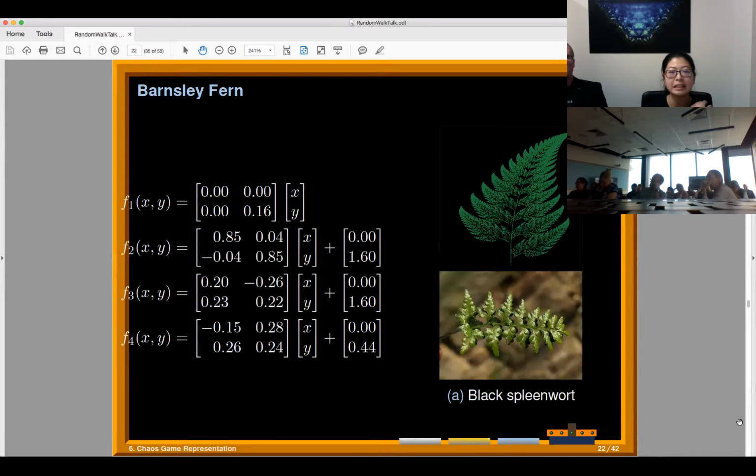So using these, we can create the Barnsley fern, and we can see that it resembles the black spleenwort, which is what it was intended to do. So many students are very interested in these pretty pictures.